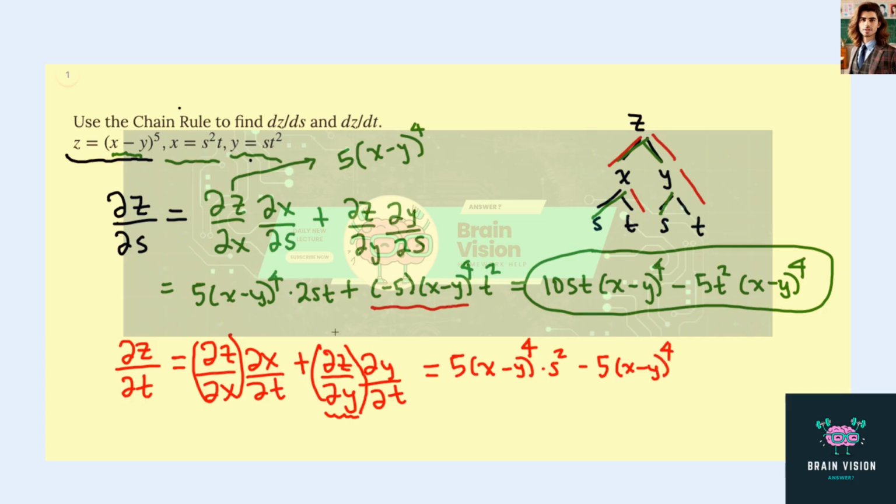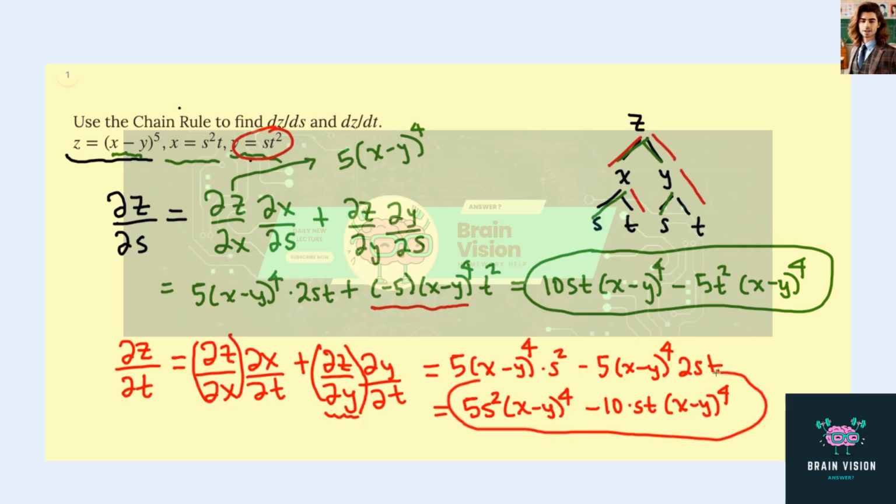But now we'll need the derivative of y with respect to t, and use the power rule there to get 2st. And then perhaps here you can just simplify what you can. So 5s squared times (x minus y) to the fourth, and then minus 10st times (x minus y) to the fourth. So this is our other partial derivative, and that completes our answer.